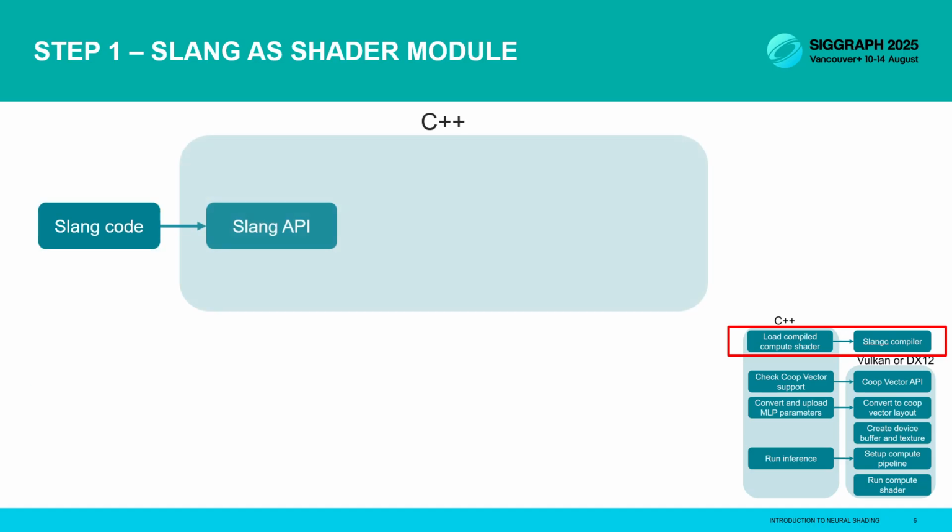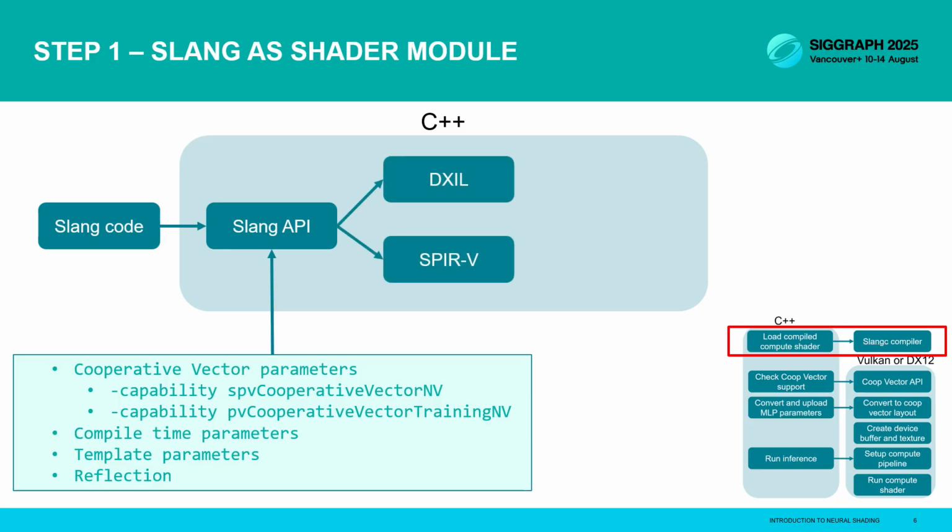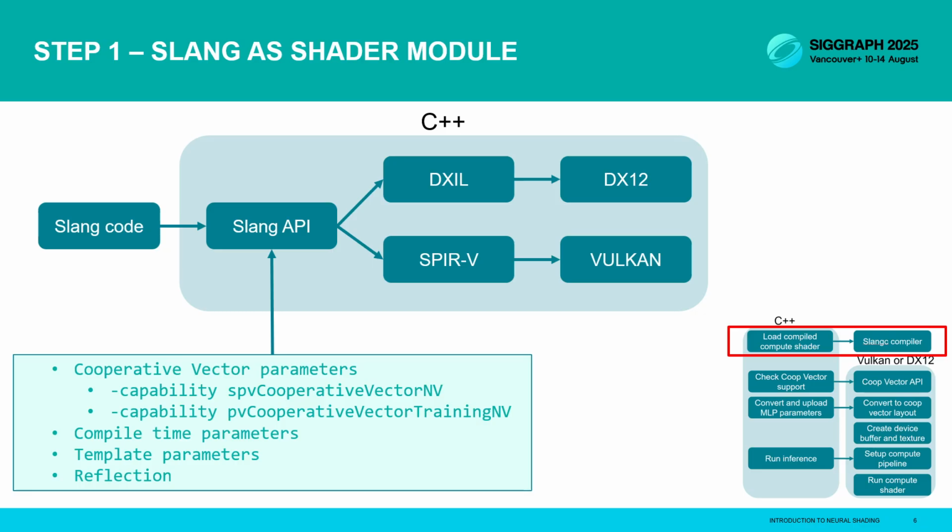Another possibility is to use the Slang API to compile Slang source code. We still need to set capability flags, but we can also define compile time parameters, set template parameters, and use the reflection API to analyze Slang source code. The Slang API produces shader binary code that can be directly used in graphics APIs.